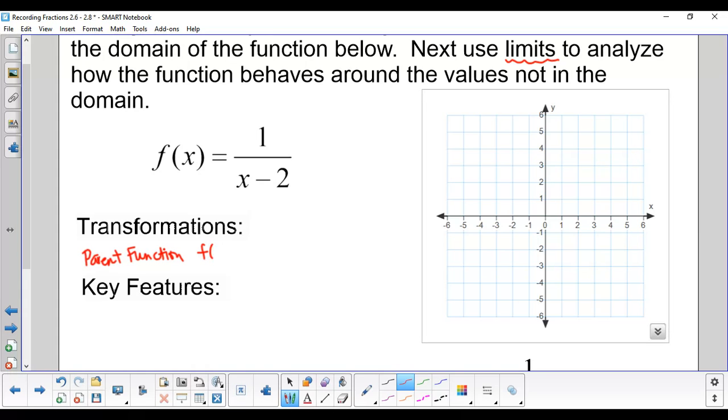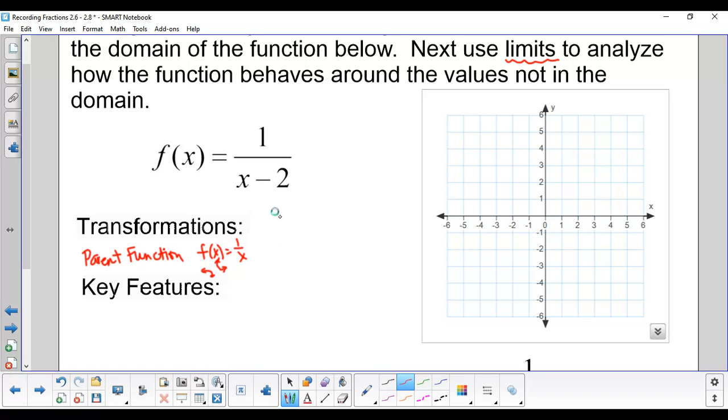So remember, our parent functions are going to be our core group of functions that help us visualize what the shape of this graph might be. So if you remember, the 1 over x is our rational function, and I call it my disco function. So we have our 2 groups there.